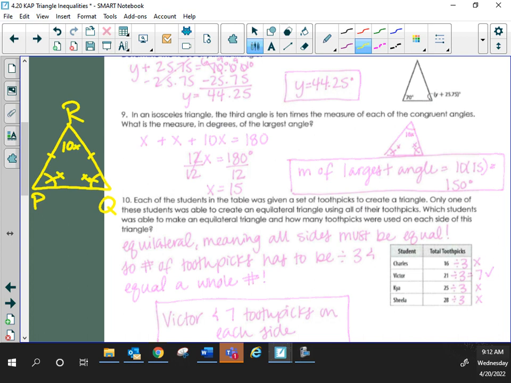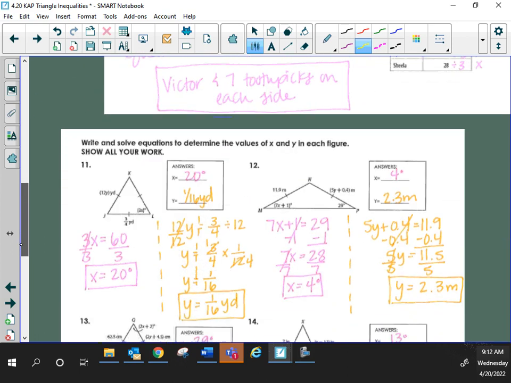Then I know that the sum of my three angles is equal to 180, and I can combine my terms. x plus 10x is going to be 12x. I can combine that to be 12x, and then divide both sides by 12 to get 15. Okay? That means that each of these is 15, and then this would be 150 because it's 10 times that 15. Yep.